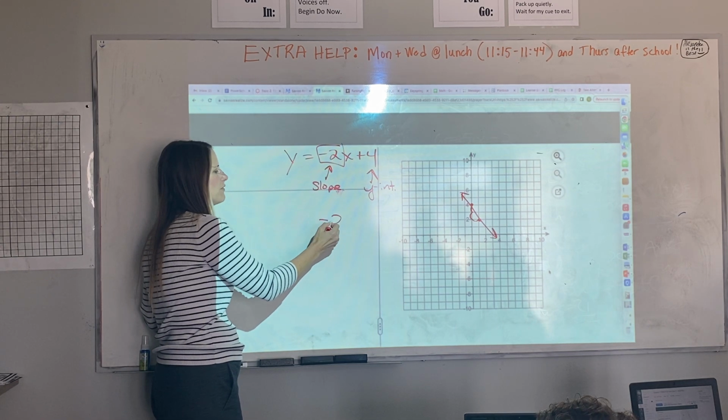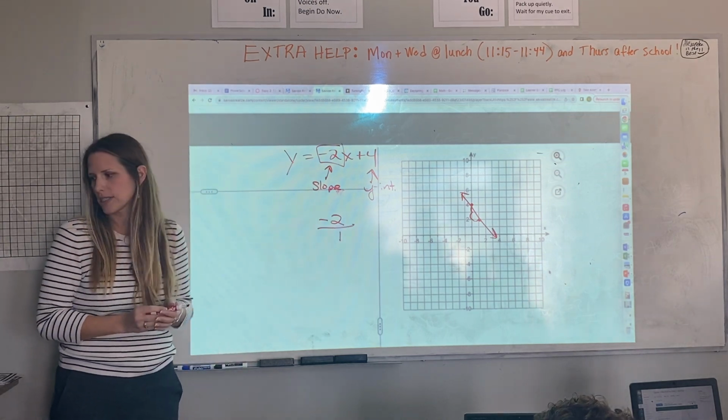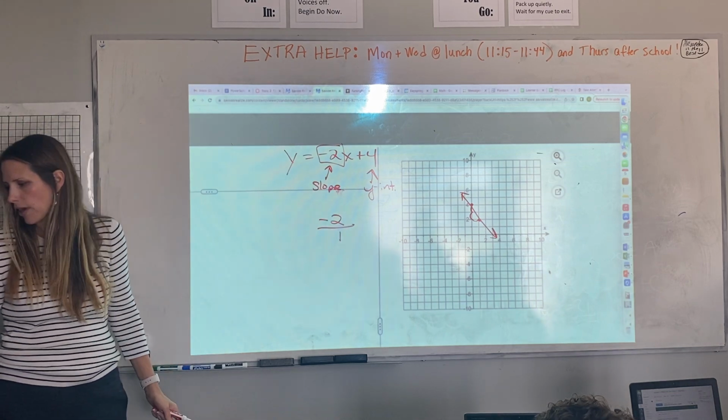Okay, so -2 and down 1 because we need our rise over our run. Do you guys understand that? So that'd be down 2 for the negative and over 1 to the right for +1.